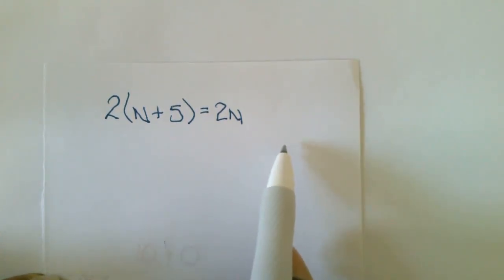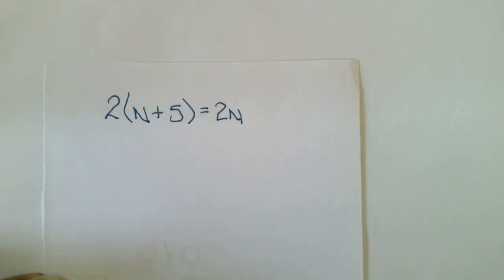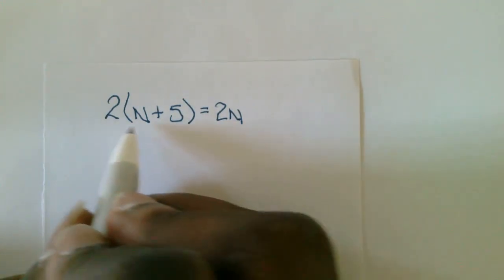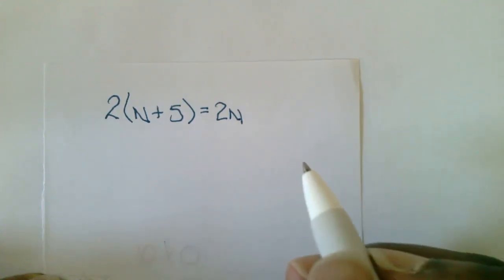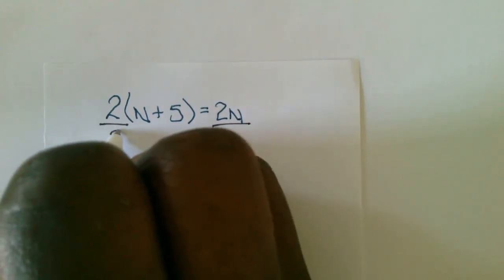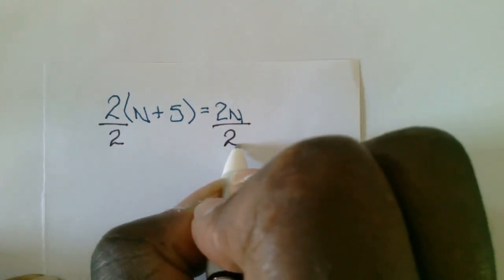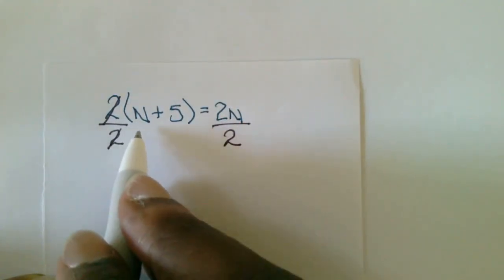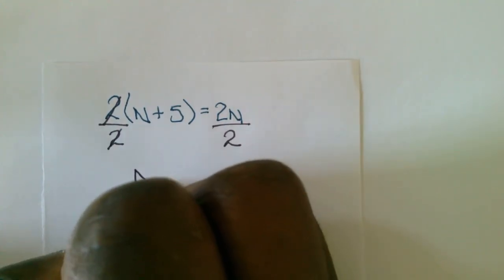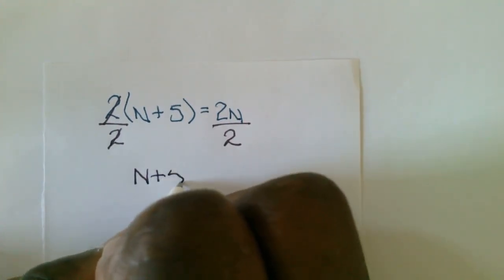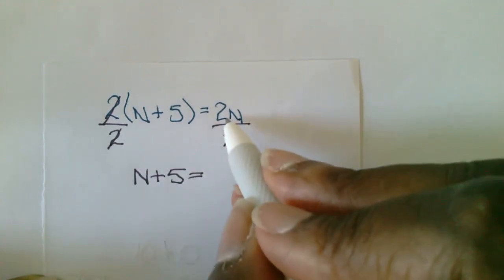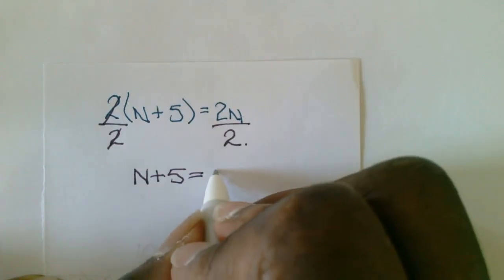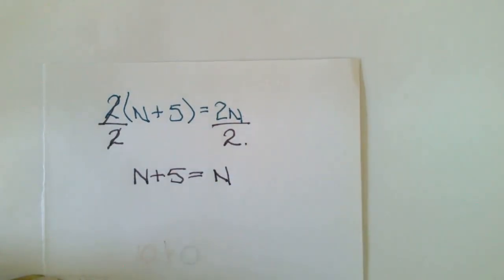Now, this was the previous question. I forgot to show you the second way. Another way, since we only have multiplication on the left-hand side, and then we have our 2n on the right, we could divide both sides by 2. So 2 divided by 2 will give me 1. Anything times 1 is itself, so that means I can bring down my n plus 5. And then 2n divided by 2 gives me 1n, or just n.